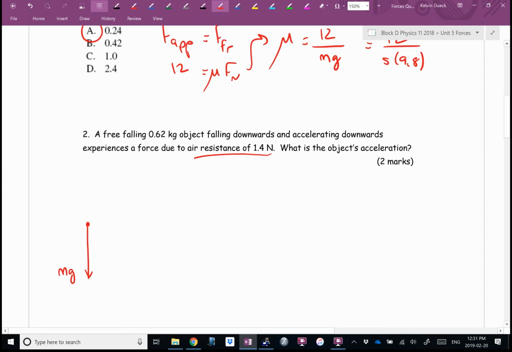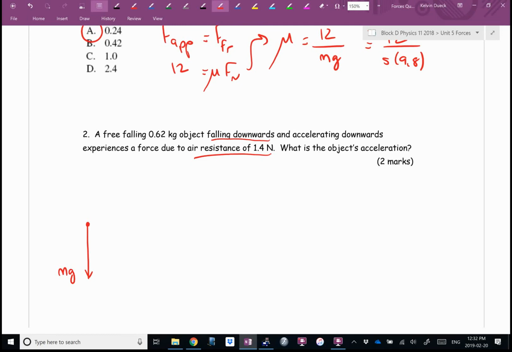Which way is air resistance going to be pointing? Depends which way this object is moving. If this object was moving up, which way would air resistance be pointing? And then my equation would be winner plus winner, no loser, equals ma. Here, it does say that we're falling or moving downwards, so air resistance is going to point up. Bigger, smaller, or the same size as mg?